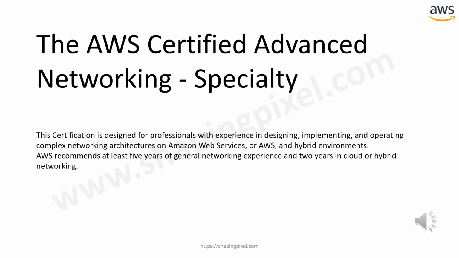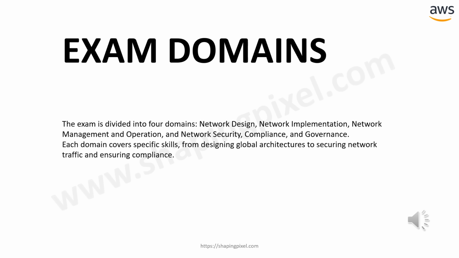In this video, we're diving into Part 3 of the AWS Certified Advanced Networking Specialty ANS-C01 full crash course. The exam is divided into 4 domains: network design, network implementation, network management and operation, and network security, compliance, and governance. Each domain covers specific skills, from designing global architectures to securing network traffic and ensuring compliance.